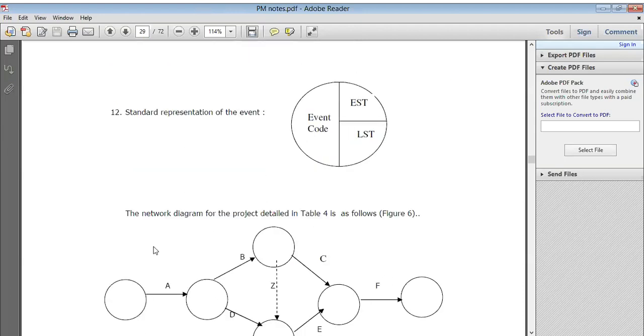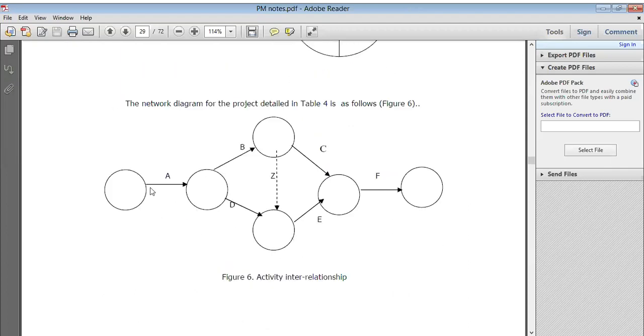Here is the standard presentation of the event. First you need to write the event code, then the earliest start time, EST, and the latest start time, right? So the network diagram for the project detail, here we have seen, right? When A starts, the circle is here because A started and A finished. Then A transfers the activity to B, right? B completed, that's why the circle is marked, and then it is handed over to C, C completed, and you make a circle, and then he just stops here.